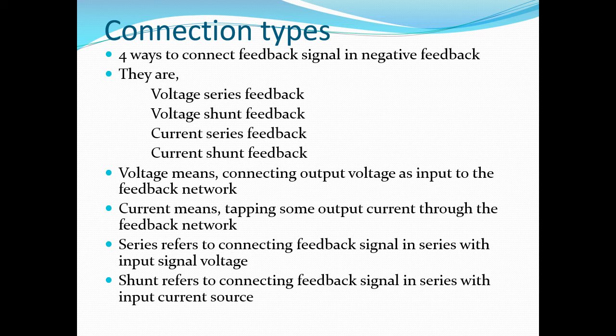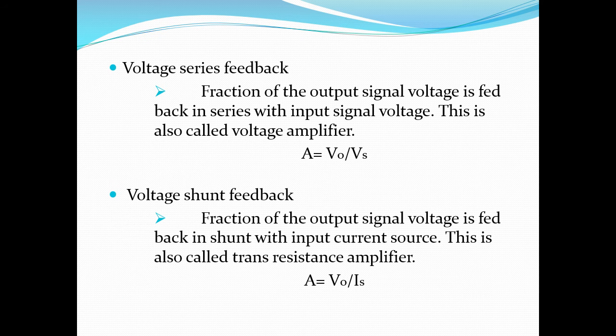Here the voltage means connecting output voltage as input to the feedback network. Current means tapping some output current through the feedback network. Series refers to connecting the feedback signal in series with the input signal voltage. Shunt refers to connecting the feedback signal in shunt with the input current source.